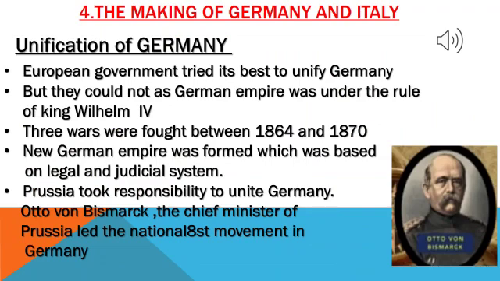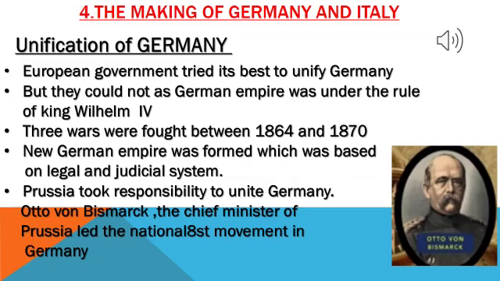Well, this is the fourth topic of this chapter, the making of Germany and Italy. Children, after 1848, the nationalist sentiments were often mobilized by the conservatives. As you know, the conservatives were the people who wanted to keep their generation, their traditions alive, isn't it, children? You can say, in other words, they were the monarchs who had lost their monarchism.